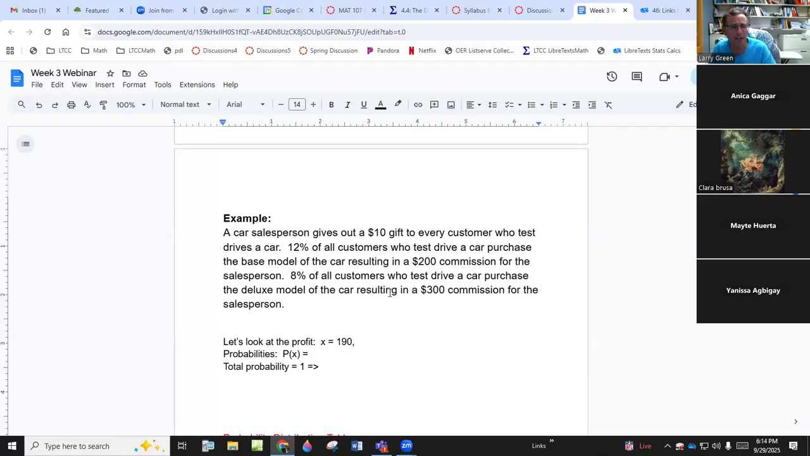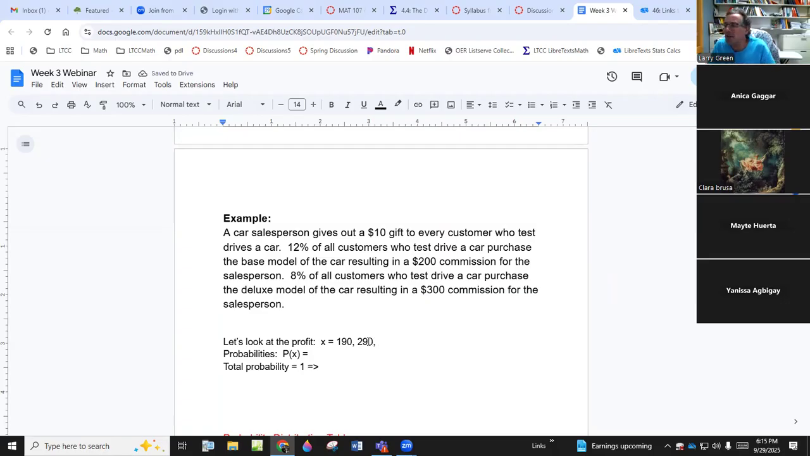The second possible value of X is what? That would be if the person bought the deluxe model. What's your profit if the person bought the deluxe model? Yeah, so it's 300 revenue minus $10 cost. It's always $10 cost. So that profit would be 290. 300 minus 10 is 290.